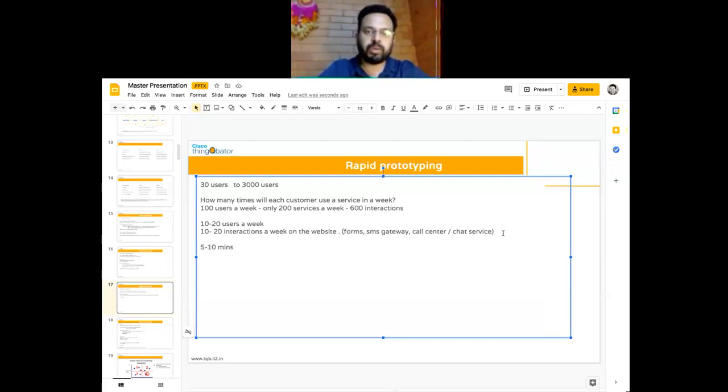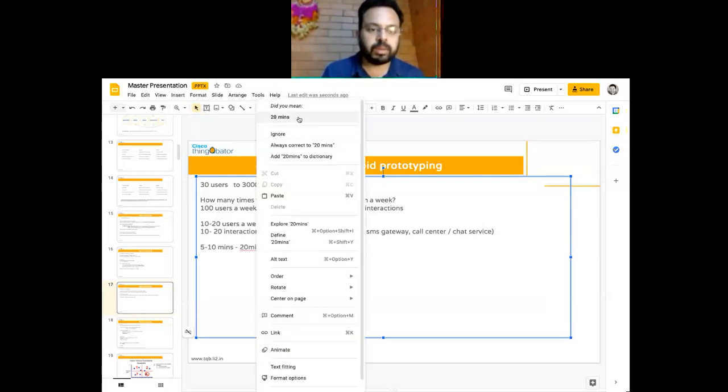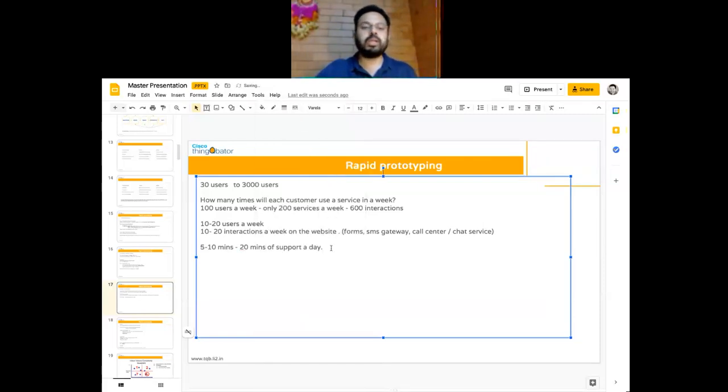20 minutes of support a day is enough. So this is good enough. So now even if you go and scale to 3,000 users, your technology stack, like a simple automated chatbot, can easily handle say 5,000 users on your platform.